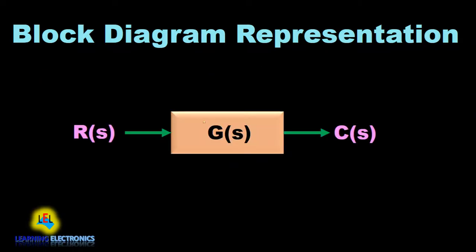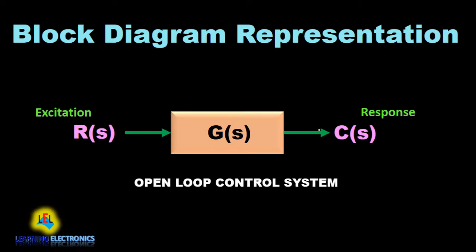This is the block diagram representation of the open loop control system, where the transfer function is represented in a rectangular box, and R(s), the input signal, is applied on the left-hand side, and the output signal C(s) on the right-hand side. R(s) is called the excitation and output signal C(s) is called the response. This is an example of an open loop control system, where no feedback is connected between input and output.